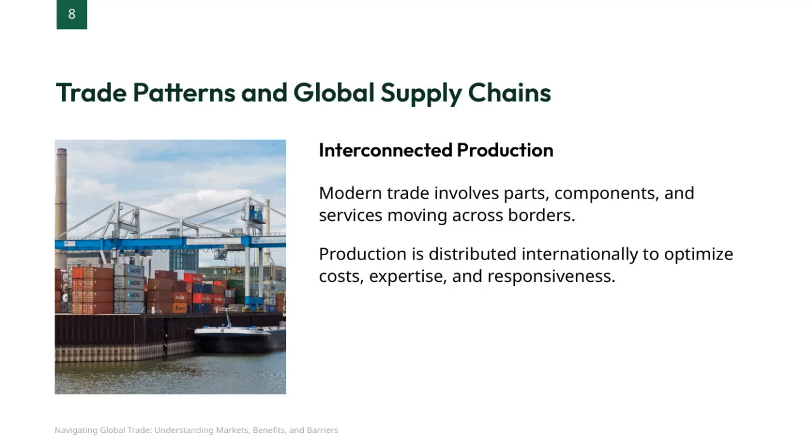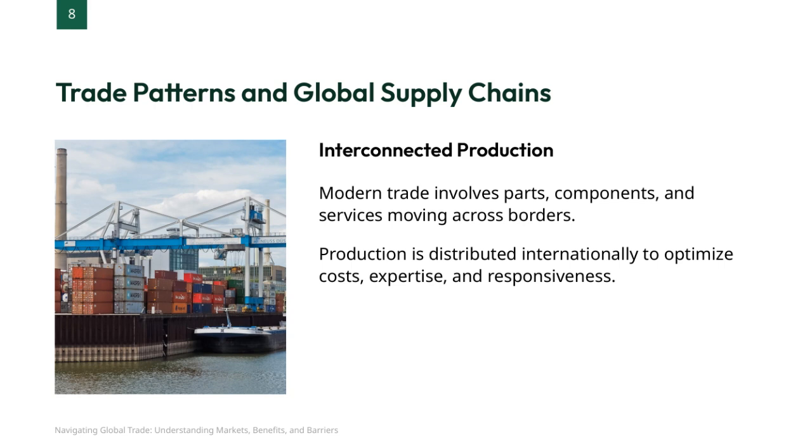Here we see how modern trade is no longer just about finished products moving from one country to another. Instead, it's about parts, components, and services crossing multiple borders as production processes are spread out globally. This interconnected production allows companies to optimize costs by sourcing where it's most efficient, tap into specialized expertise around the world, and respond more quickly to changing demands. The image of the busy shipping dock illustrates this complex network, showing cargo being moved and handled as part of global supply chains that keep everything connected.